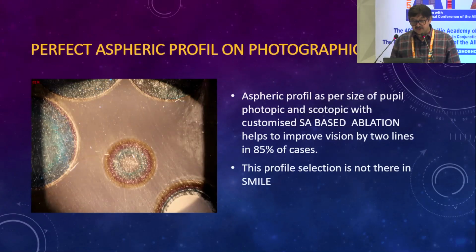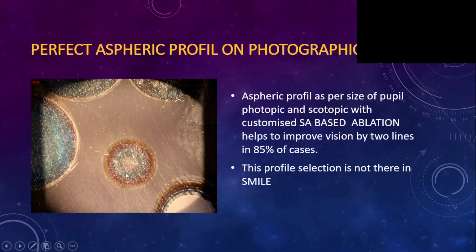This is the perfect aspheric ablation. If you see, in the central portion the ablation is more, then it will be a little less. So the first central portion, then it is about 60% in the periphery, and then the rest of it is there. So it creates very smooth ablation zones. Depending upon the size of the pupil, you can change these zones.